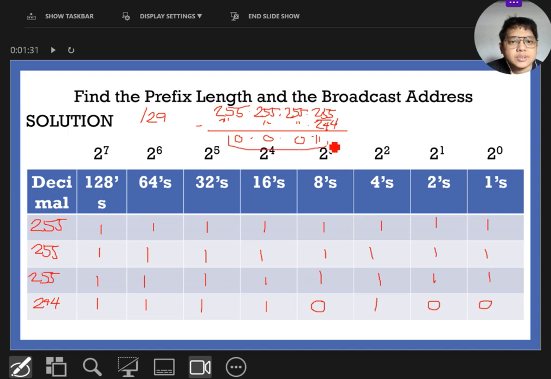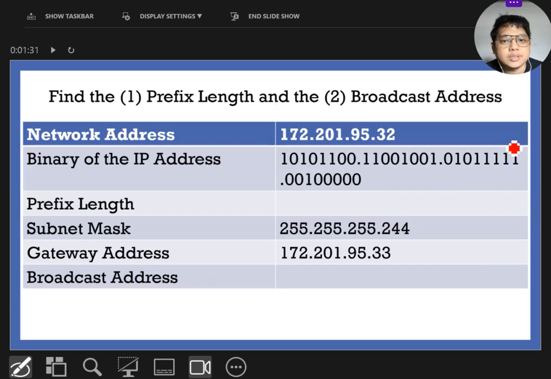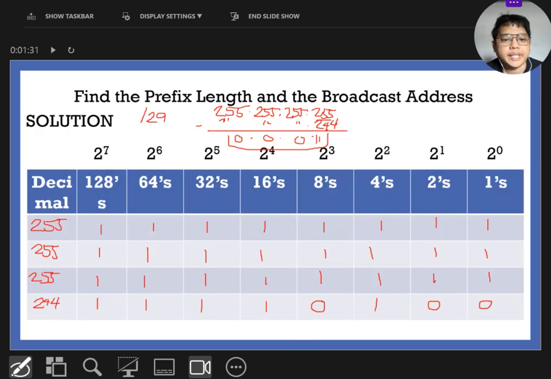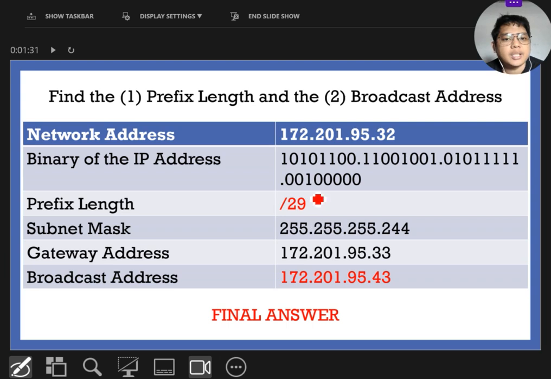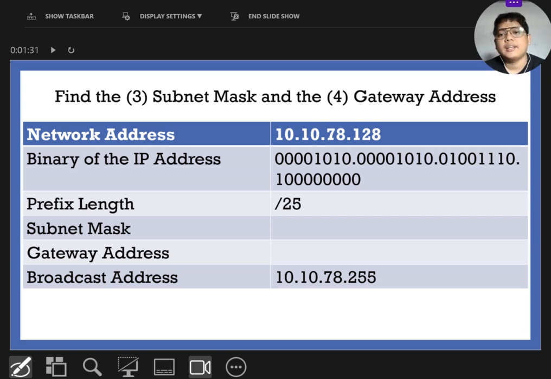Now this is our host address. To find the broadcast address, we need to add this host address to our network address: 172.201.95.32 plus 0.0.0.11. So 32 plus 11 is 43. Therefore, our broadcast address is 172.201.95.43. Here is our final answer: our prefix length is 29, and our broadcast address is 172.201.95.43.